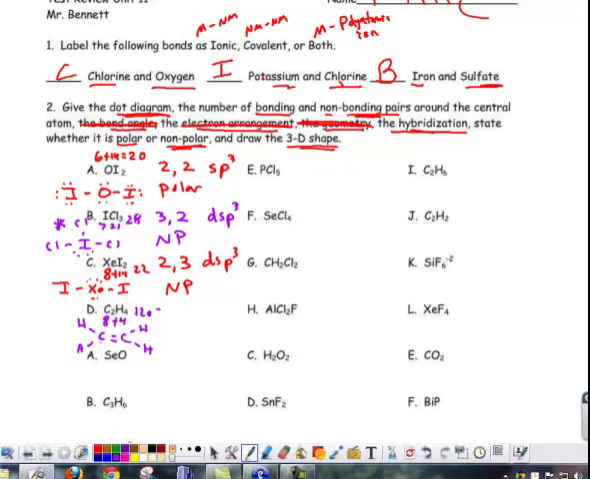Very good. Remember, when you count these, you have to give the number of bonding and non-bonding pairs around each carbon. So around this carbon, remember, you count double bonds only once. So we're going to say 3 and 0 and 3 and 0. So they're both 3 and 0. The hybridization then would be sp2. And this thing is going to be nonpolar because carbon-hydrogen bonds are considered nonpolar bonds, remember.